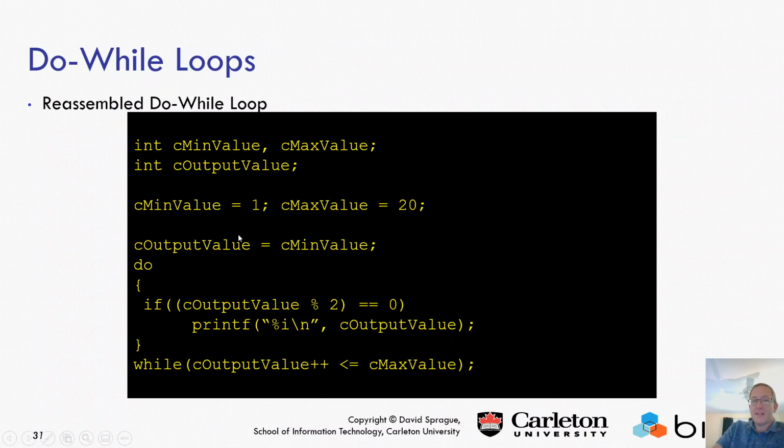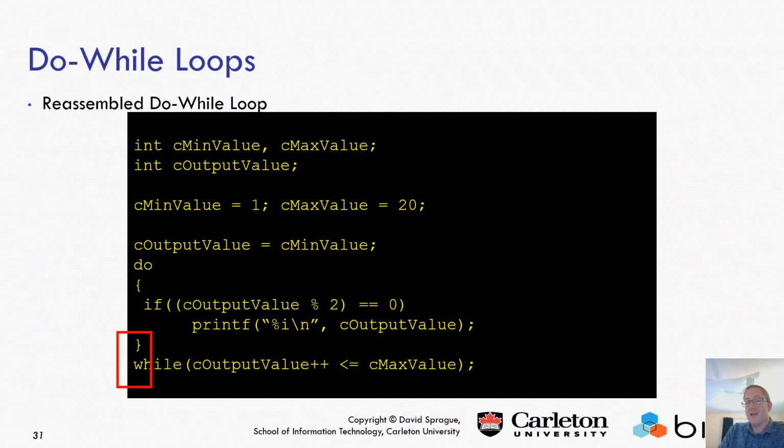Okay, so this would be, I'm going to get the C output value. I'm going to check to see if the min is even or not, irrespective of what the maximum value is. And then I'm going to check if I stop, versus checking if I stop before I check to see if it's even.